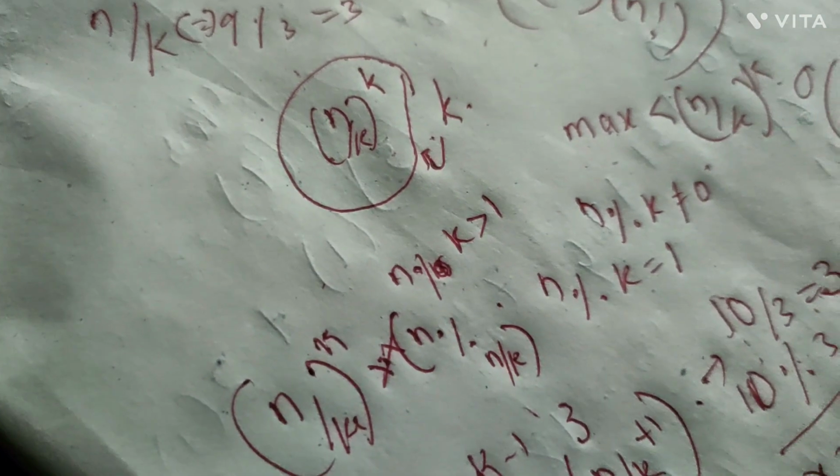Okay, so that means our approach will be like n power n by k power k minus 1 into n percentage k plus 1. So that will be for this case. So considering these both formulas, we will solve it.